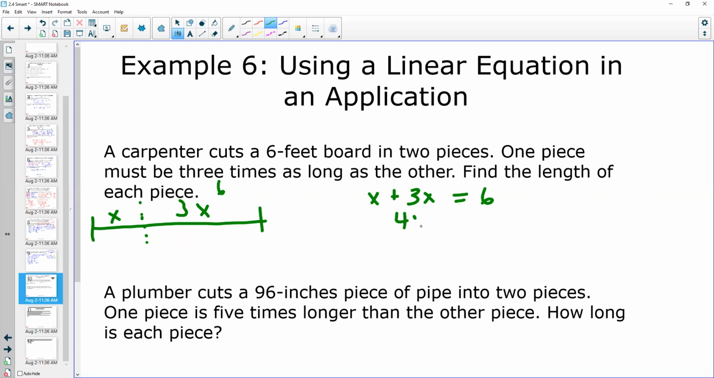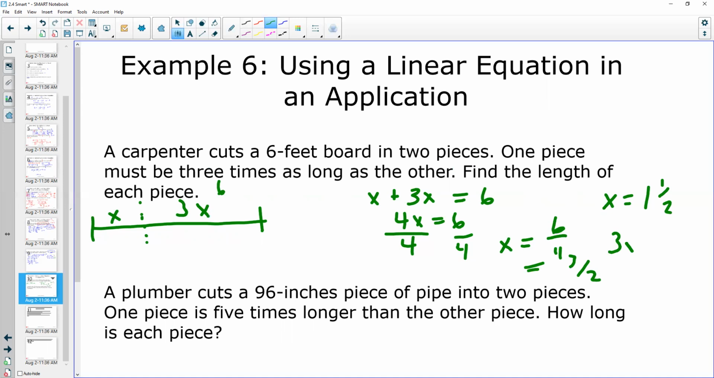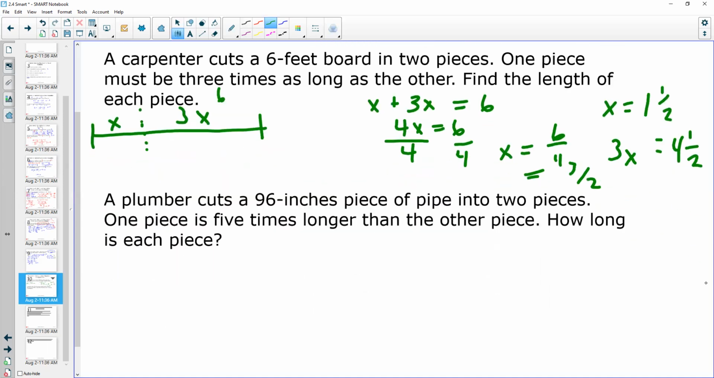Not a big deal. 4x equals 6, divided by 4. X is 6 over 4, which is the same thing as 3 over 2. So in this case, the first piece, x, is 3/2 of a foot. Really, I might think about it as 1.5 feet. And then 3x is 4.5. 4.5 plus 1.5 is 6. Okay, try the second one. You try the second one.